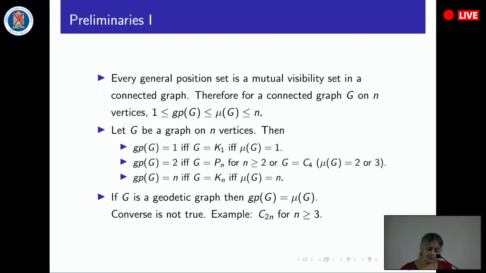Now, I said that for geodetic graphs, GP of G equals mu of G. But what about the converse? If the graph is not geodetic, can you say that GP and mu are different? Again, it is not true. An example is even cycles. Even cycles are not geodetic in the sense that diametrically opposite vertices have 2 different shortest paths. So even cycles are not geodetic. And for n greater than or equal to 5, I already mentioned that both GP and mu are equal to 3. So even cycles serve as a counterexample for the converse not being true.